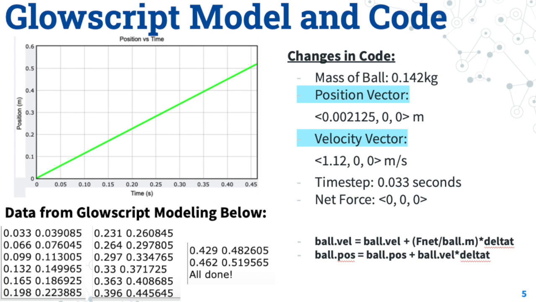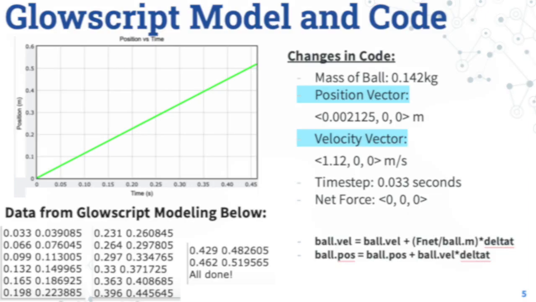Additionally, I changed the net force to be zero in order to maintain a constant speed. This is due to Newton's second law, which states that in order for an object to be at a constant speed, the net force must be zero.